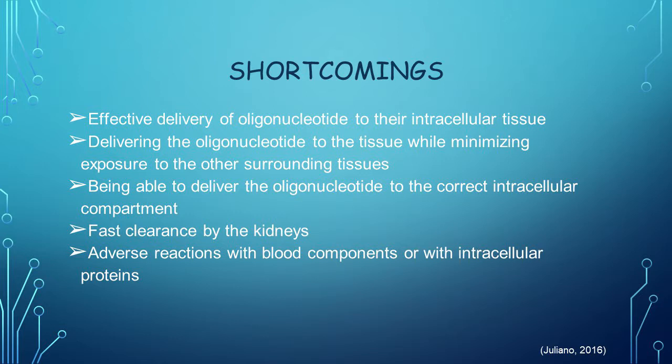Another shortcoming is the fast clearance by the kidney. The kidneys play an important role in the pharmacokinetics and biodistribution of oligonucleotides. Usually, molecules which are 3 to 6 nanometers or less in size can be ultrafiltered by the kidney. As many types of oligonucleotides fall in this size range, they can be quickly excreted by the renal route.